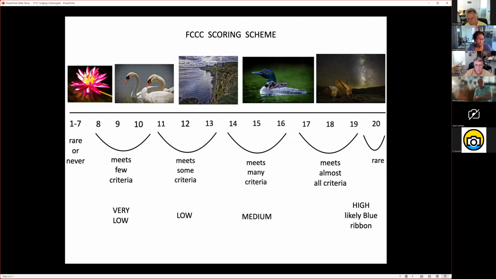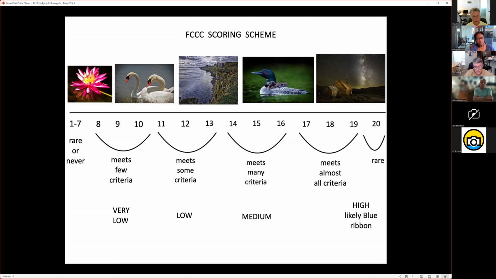So what the F3C does is they have a scoring scheme, and there are 3 judges involved when they make these scores, and then they average the scores. They rely on what the judges think as to whether only a few of these criteria were met, or many of them were met, or most of all these criteria. And then they give ribbons.